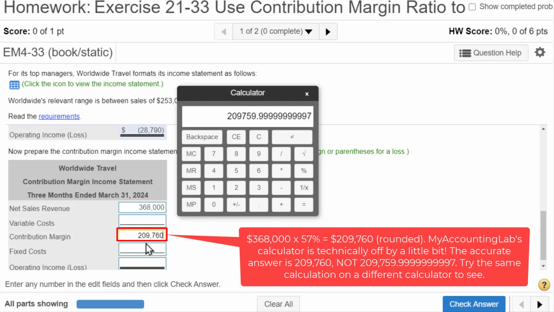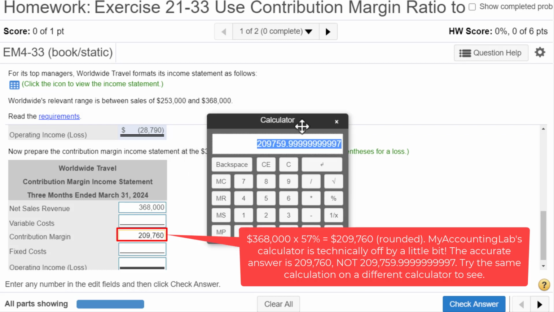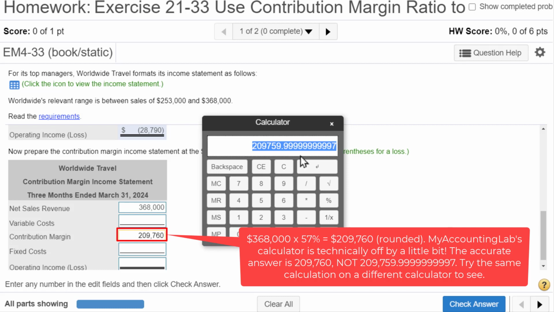Now we have to round that to the nearest cent, which turns out to be 209,760. Now I think this My Accounting Lab calculator is on drugs, because when I use my desktop calculator to do the calculation, it doesn't give me this decimal. It gives me 209,760. So sometimes this My Accounting Lab calculator is a little bit off. If you want to use a calculator that's not the My Accounting Lab calculator, that's fine too.